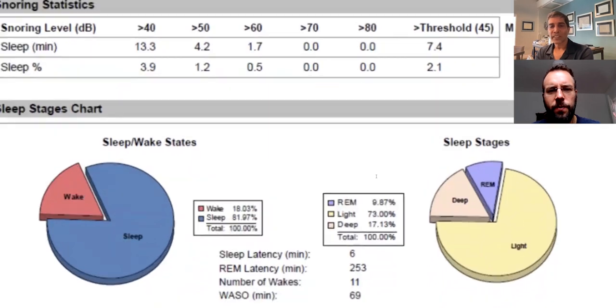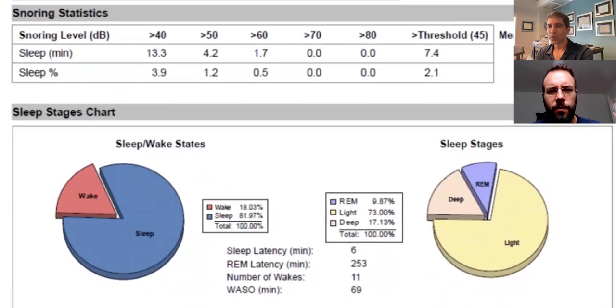And once again, if I look at deep sleep and light sleep, deep sleep was okay. 15 to 20 is normal, but REM sleep was low. Normal is 20 to 25. So this person's not going to be feeling good. I mean, they're just not going to be feeling good. They're going to be kind of mentally foggy.